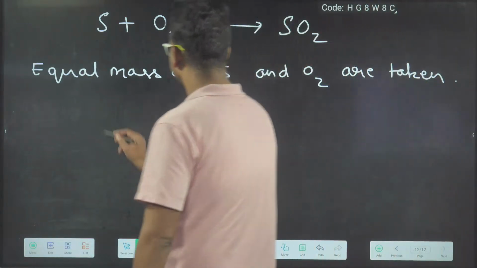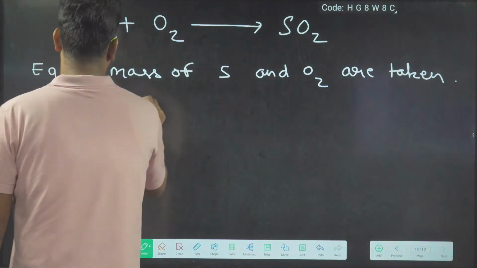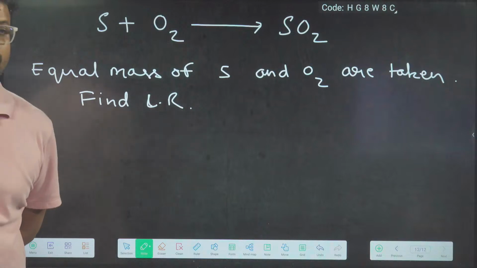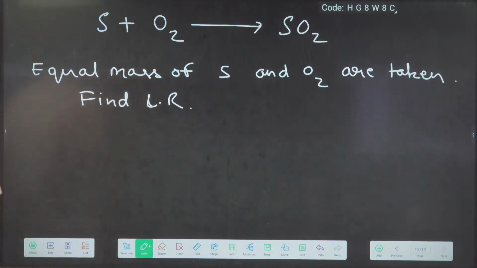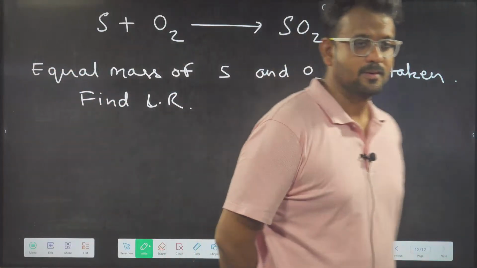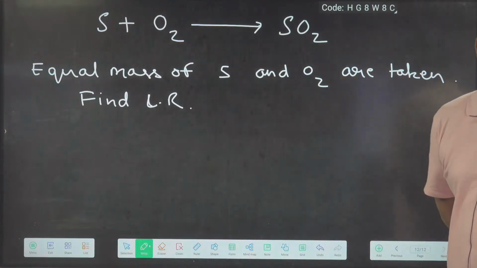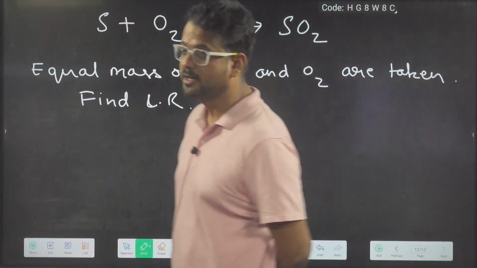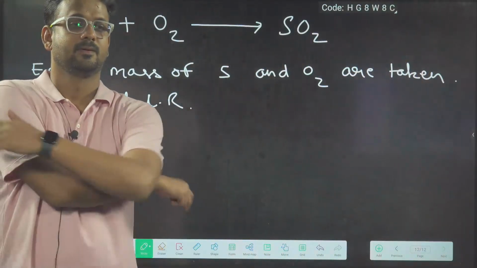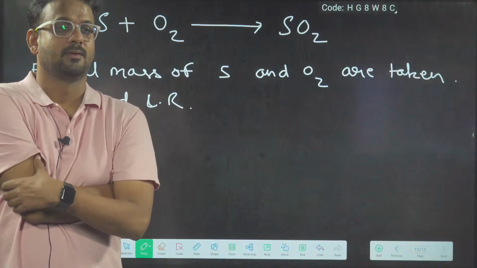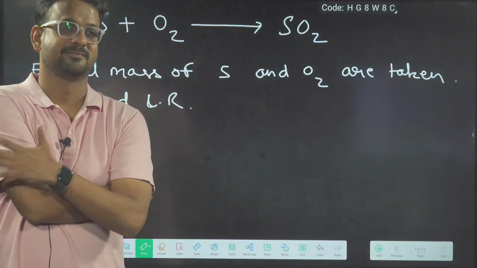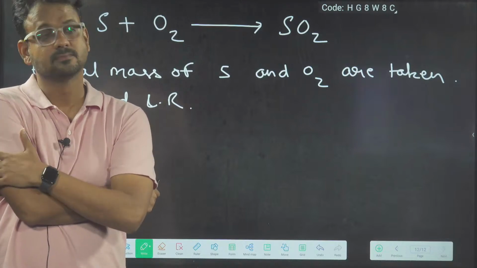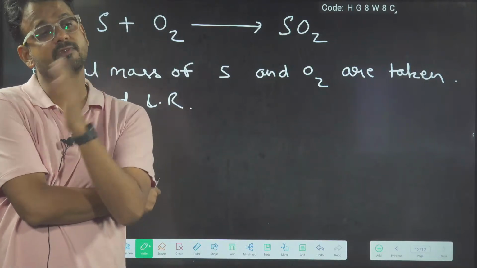Equal mass of S and O2 are taken. Find LR. Equal mass of S and O2 are taken. Find LR. Both or none. See, when you are using the word limiting, there must be at least one which is in excess, right?